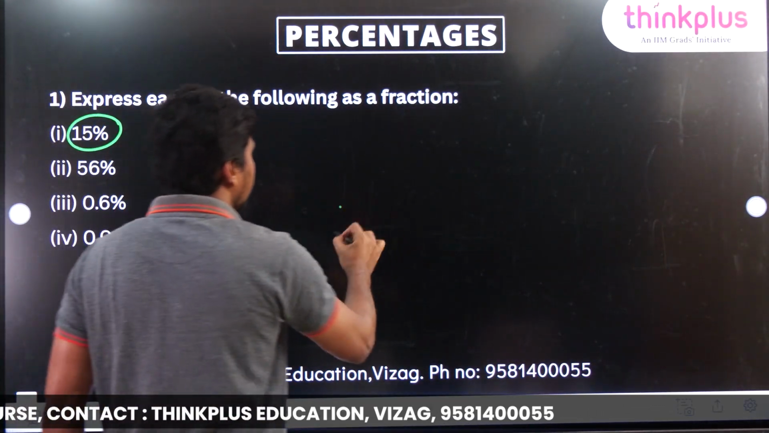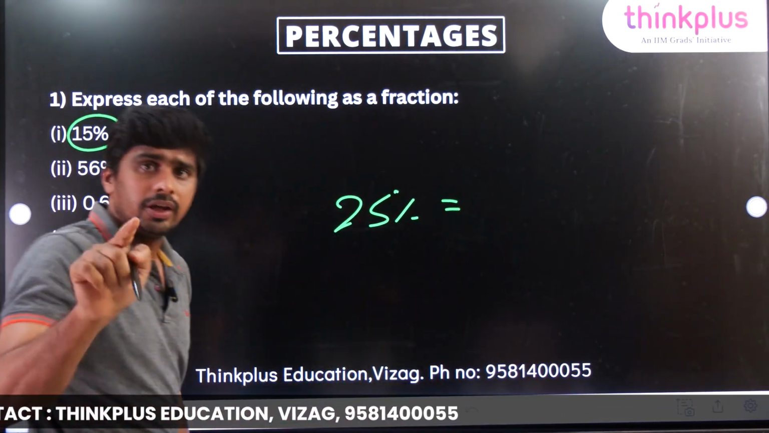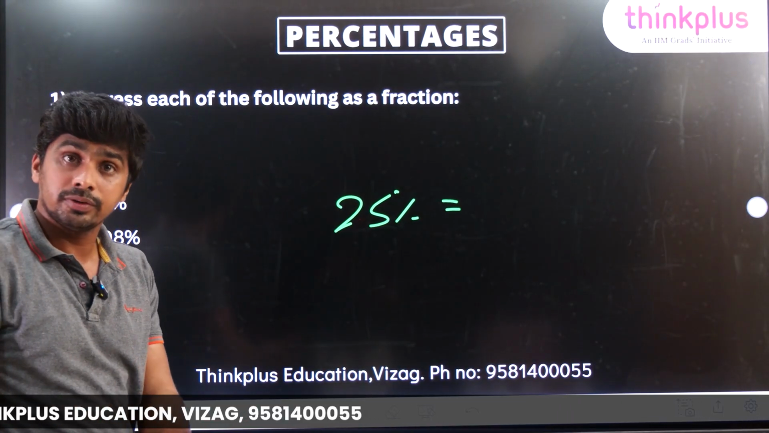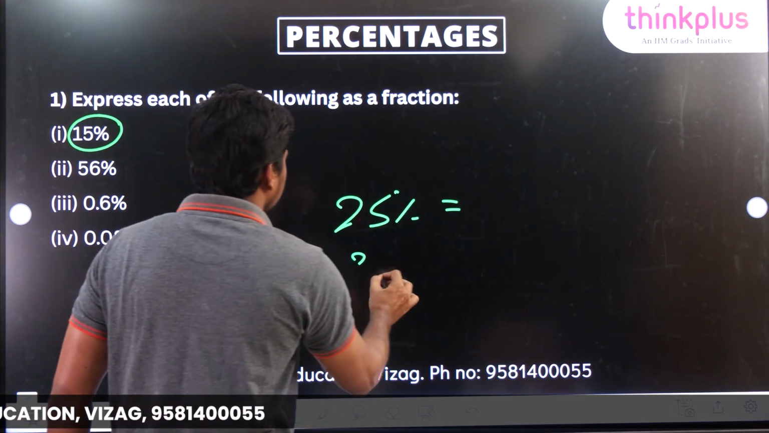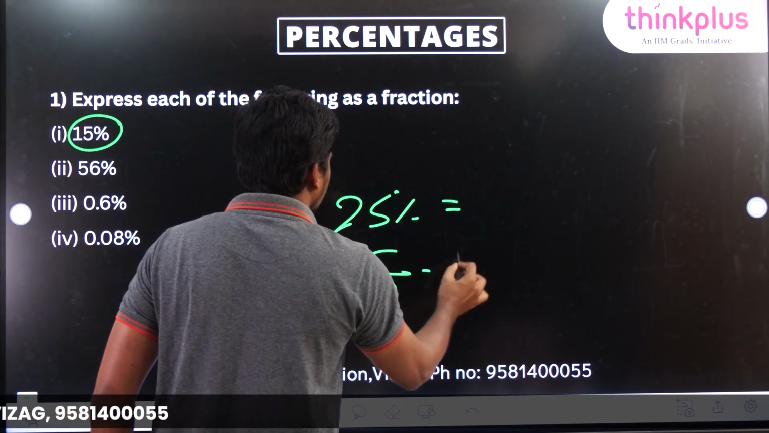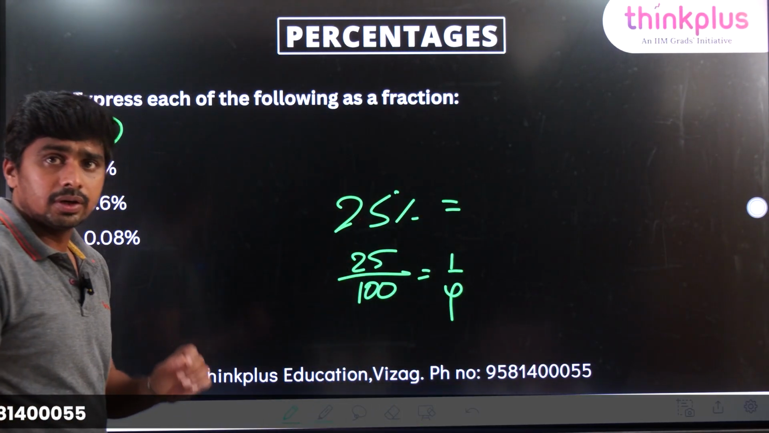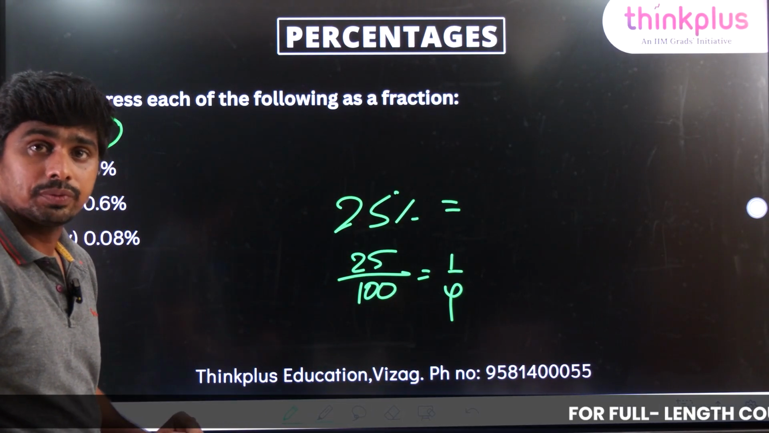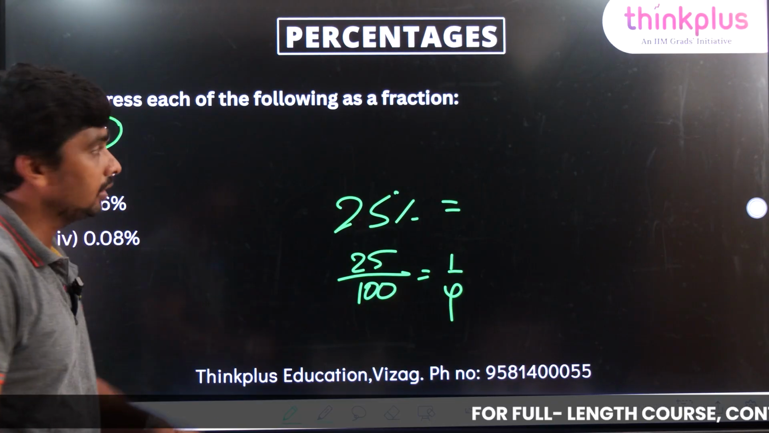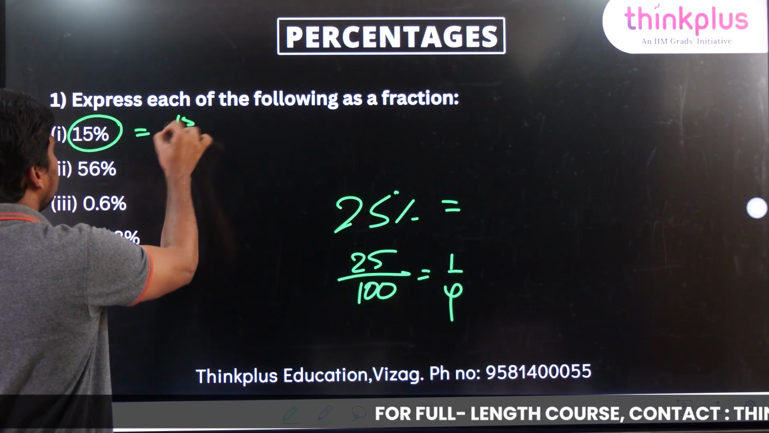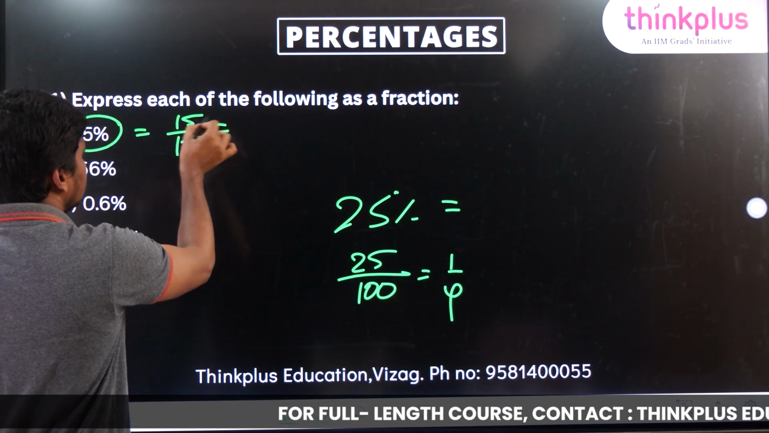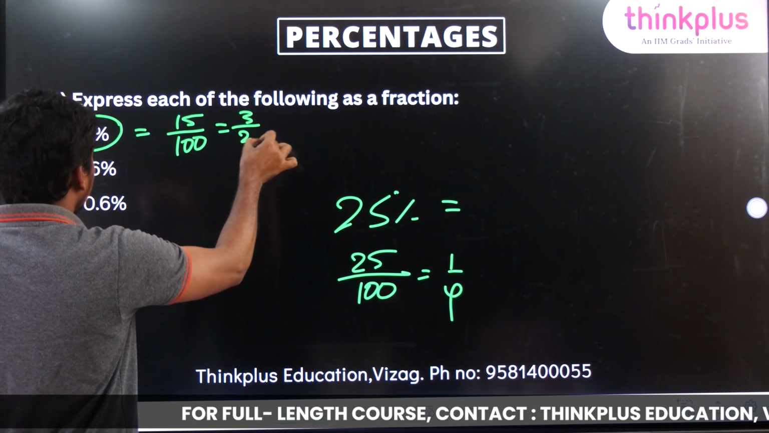If I give you 25 percentage, tell me what is the fractional value. You say 1 by 4, right? Why? Because 25 percentage means 25 by 100. It gives you 1 by 4. To convert any percentage into fraction, we divide by 100. Here 15 percentage, I do 15 by 100. So 5 I cancel, 3 by 20.